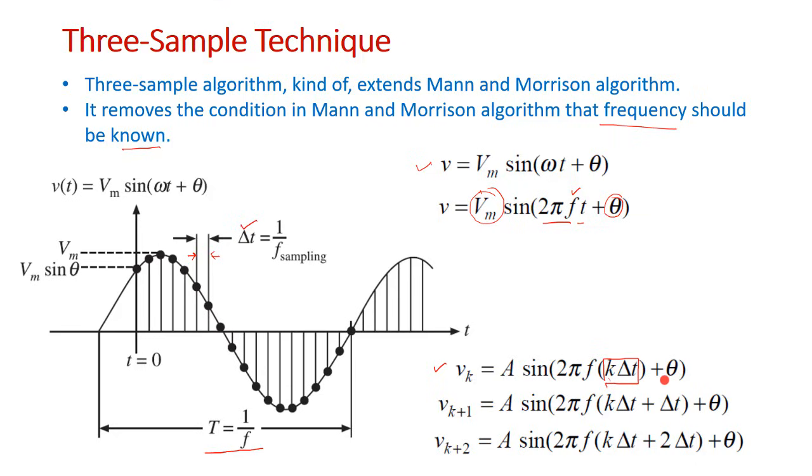so I can write k delta t plus theta. Similarly Vk plus 1 I can write with k plus 1 into delta t, which becomes 2 pi f k delta t plus delta t. Similarly Vk plus 2 will be A sine of 2 pi f k plus 2 delta t, which is nothing but k delta t plus 2 delta t plus theta. So now we have 3 samples. From these 3 samples we need to estimate Vm, f and theta.